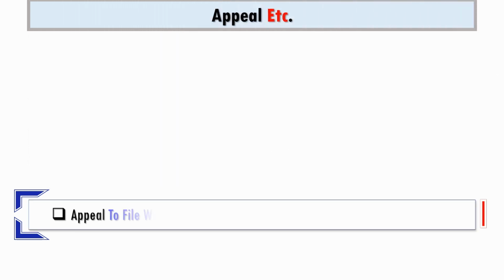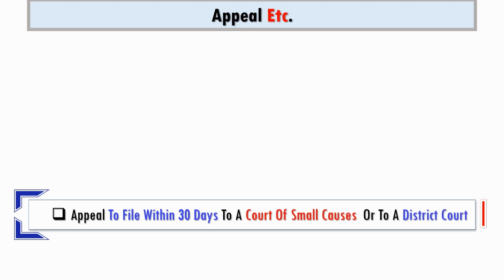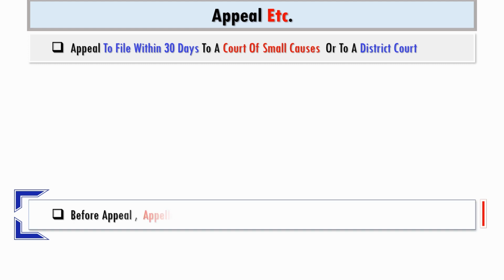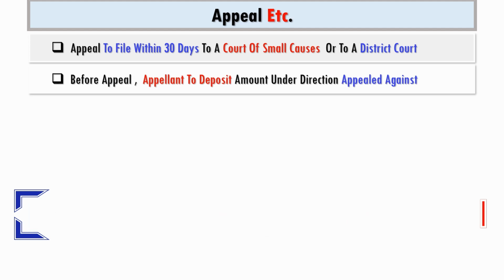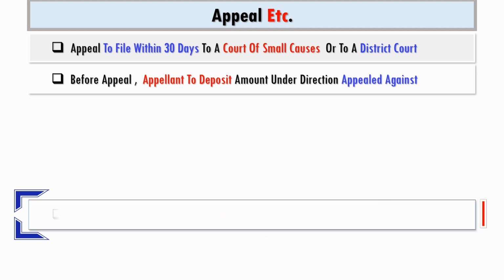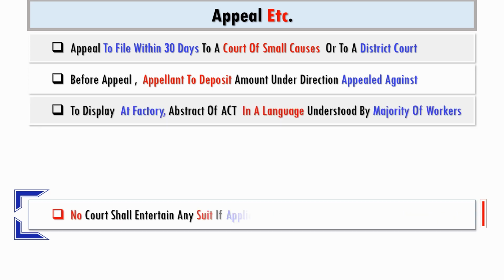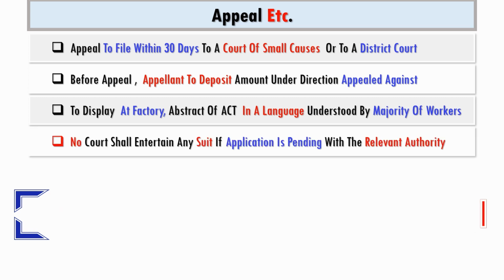A party aggrieved at the decision of the appropriate authority can file an appeal within 30 days to a court of small causes or to a district court. But before filing appeal, the amount appealed against has to be deposited, and an employer is required to display prominent clauses of the Act in locations within the factory in a language understood by majority of workers. And no court shall entertain any suit if there is an application for negotiation pending with the relevant authority.